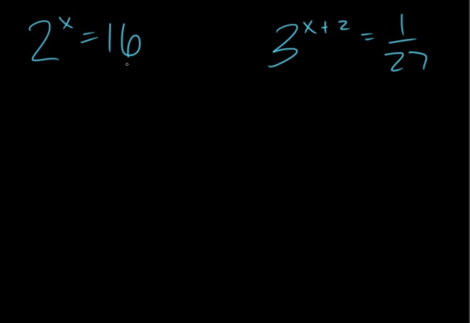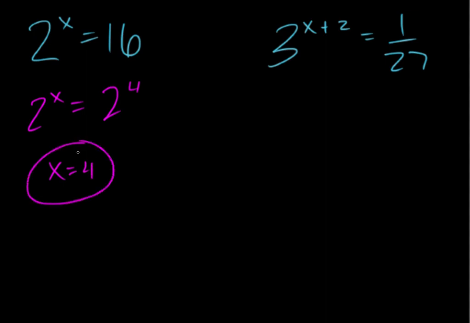So 16 can be written as 2 to the 4. And since both these bases are the same, we can just set the exponents equal to each other, and so x equals 4. Over here, 27, we would want to write that as 3 to the 3.